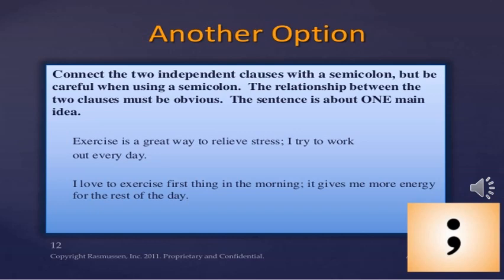The second option is to use a semicolon between the two sentences, or independent sentences. Exercise is a great way to relieve stress; I try to work out every day. The second sentence: I love to exercise first thing in the morning; it gives me more energy for the rest of the day. Here, in two sentences, we use a semicolon. This is the second option. Let's move to the third option.